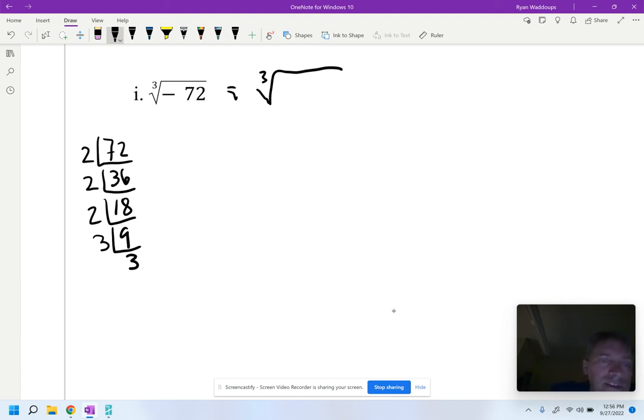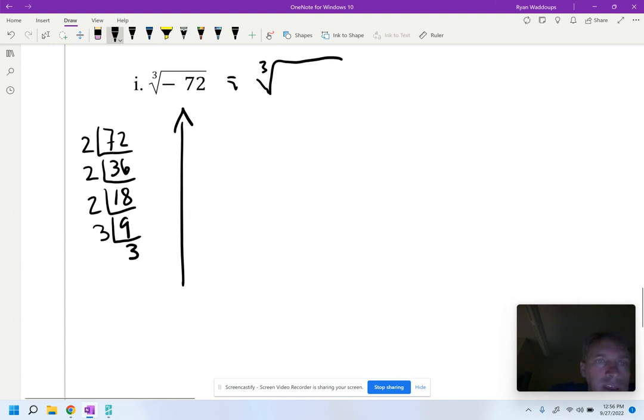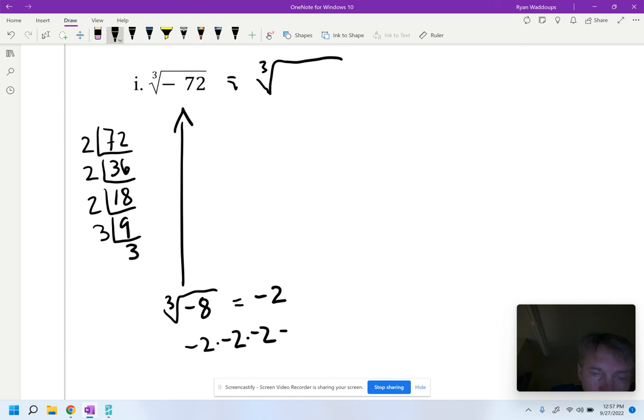Now, I need to pause here for just a second and address the idea that it's different when you have a negative under an odd number radical, an odd index radical. Because if I ask myself what's the cube root of negative 8, it's what number multiplied by itself 3 times is negative 8. And this is not an imaginary number. This is negative 2, because negative 2 times negative 2 times negative 2 is equal to negative 8. That's a real number. And so we don't need to use the imaginary unit I because the index is 3.